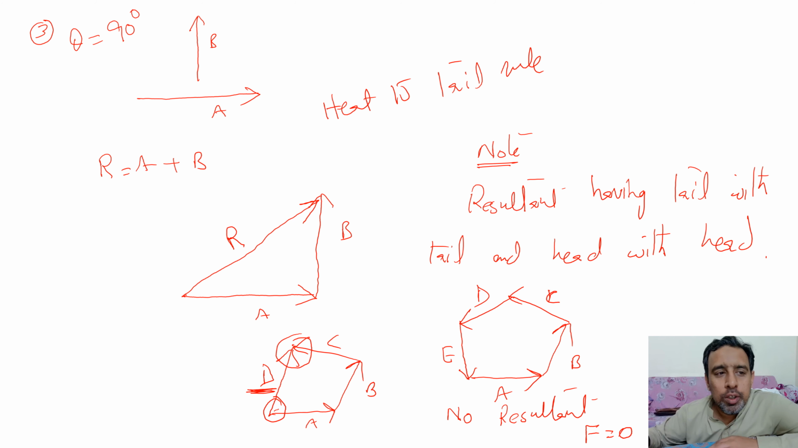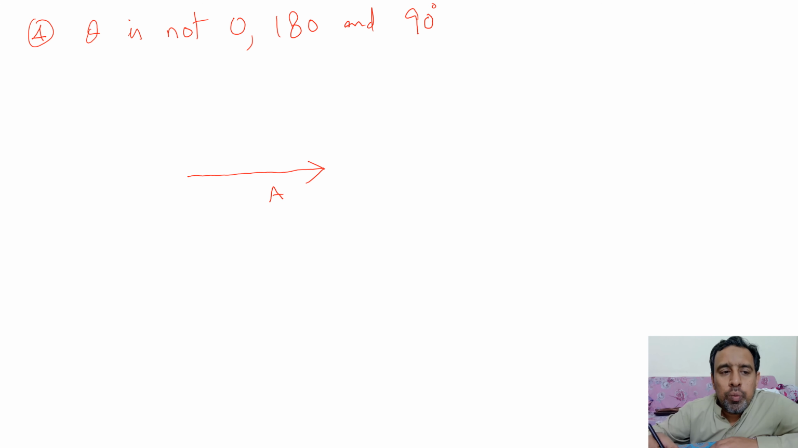Now moving towards the fourth and the last thing, when the angle theta is not 0, 180 and 90 degree. Then again, for example, if you have a vector A here and the vector B is in this way, the angle between two vectors is say 120 degree. Again, you have to solve these vectors by head to tail rule, but the head of first vector attached with the tail of the second. It means this vector B must travel in this way. Like if vector A is here, the B should be over there.